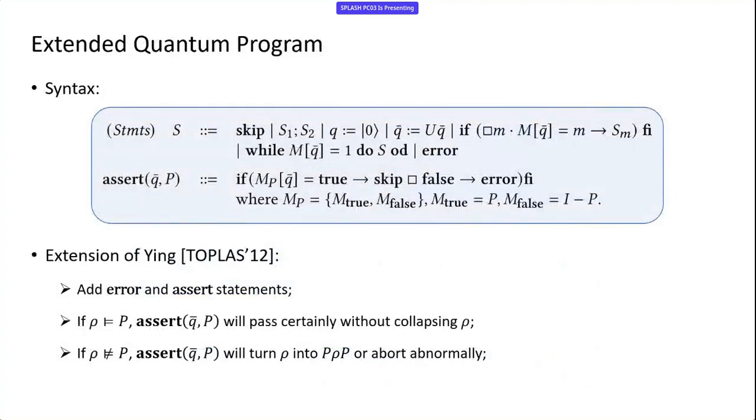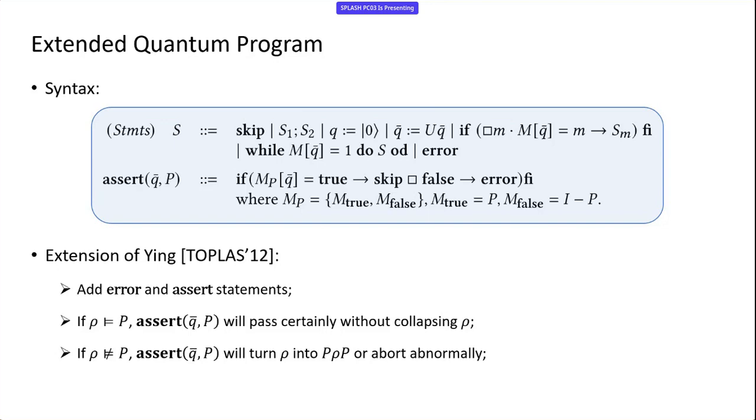Okay. So now about the quantum program. This is a small extension of the quantum while program. So we have the skip statement, sequence statement, the initialization, the unitary transformation, and the if and while statements. Here we use the quantum measurement to do the classical control, which is quite different from classical programs since the quantum measurement will collapse the quantum state. We also add an error statement here to represent all kinds of abnormal termination. And then we also adopt the assert statement I used before. Here we use the error statement and a projective quantum measurement to construct the assert statement.